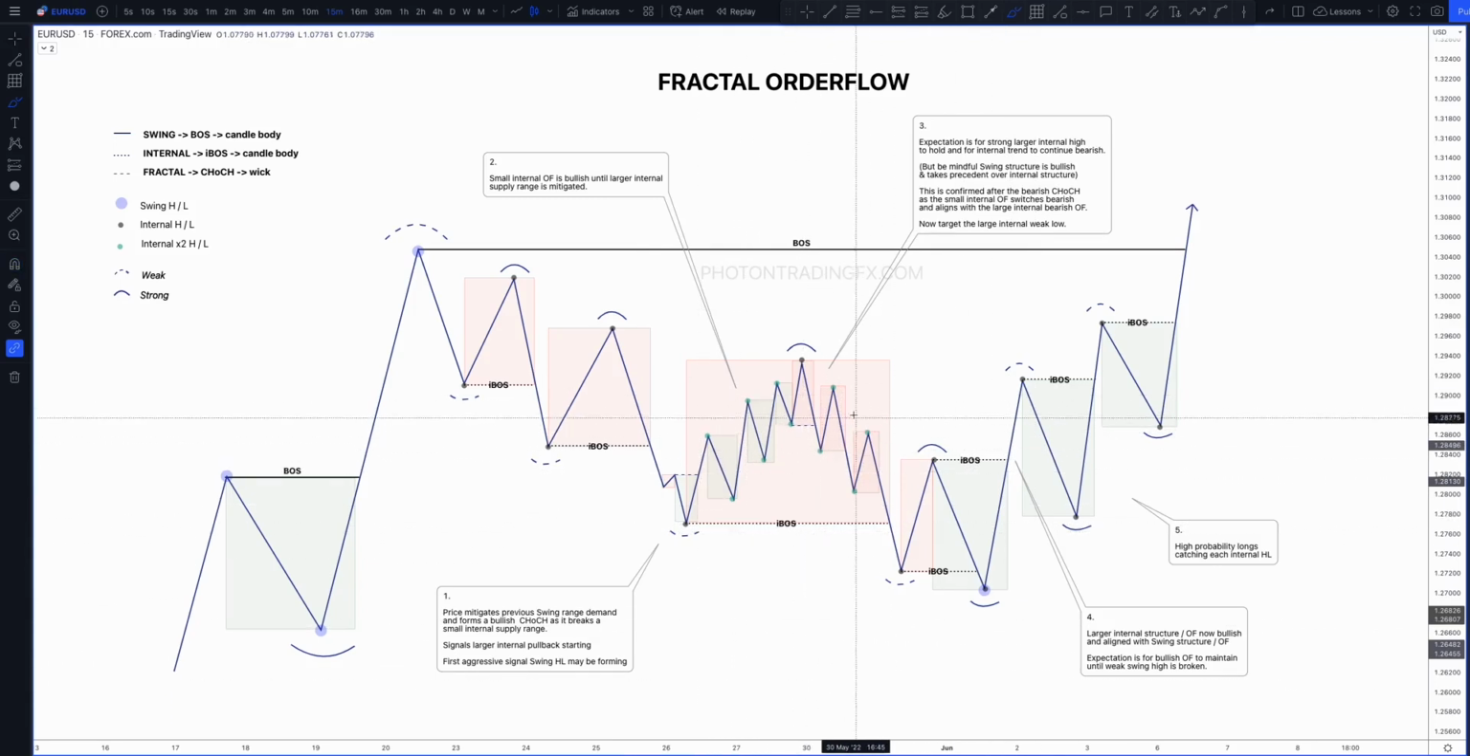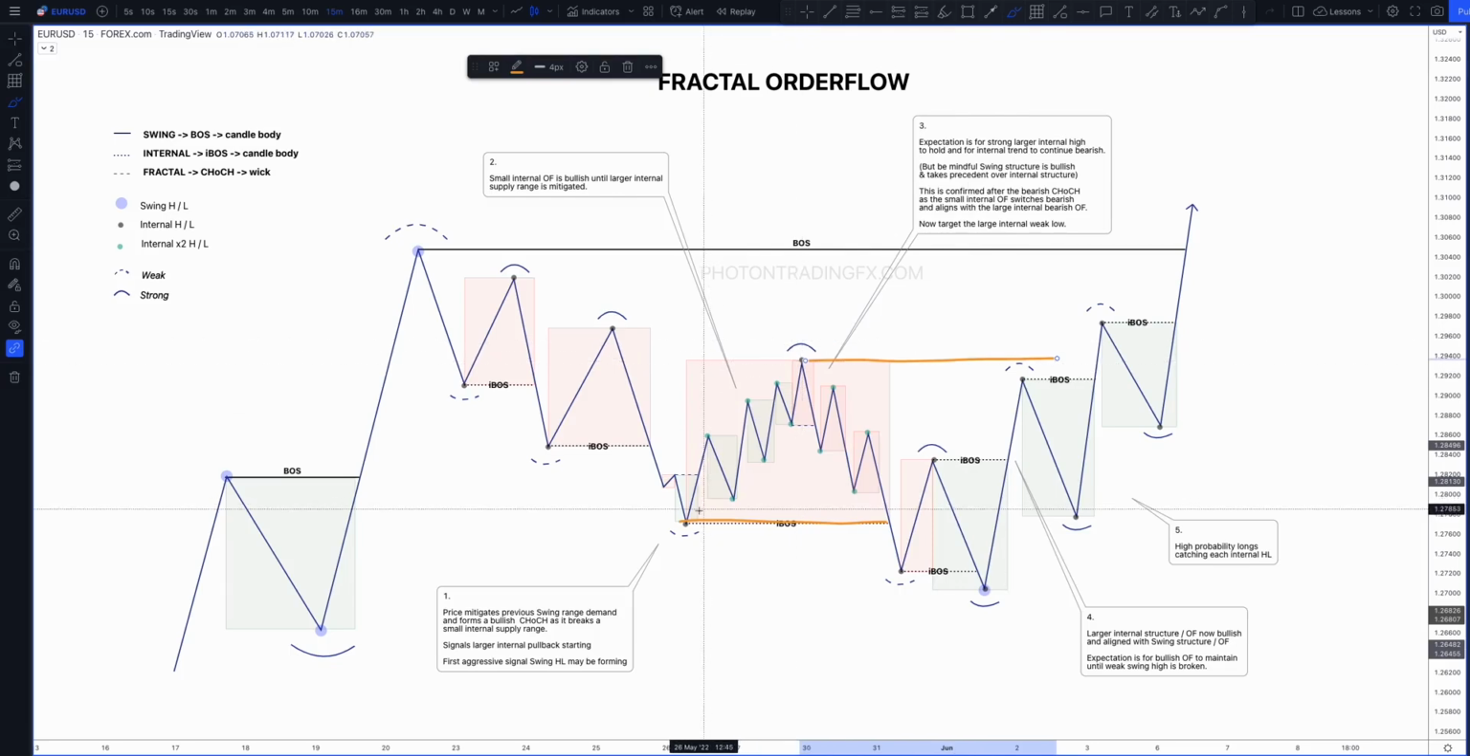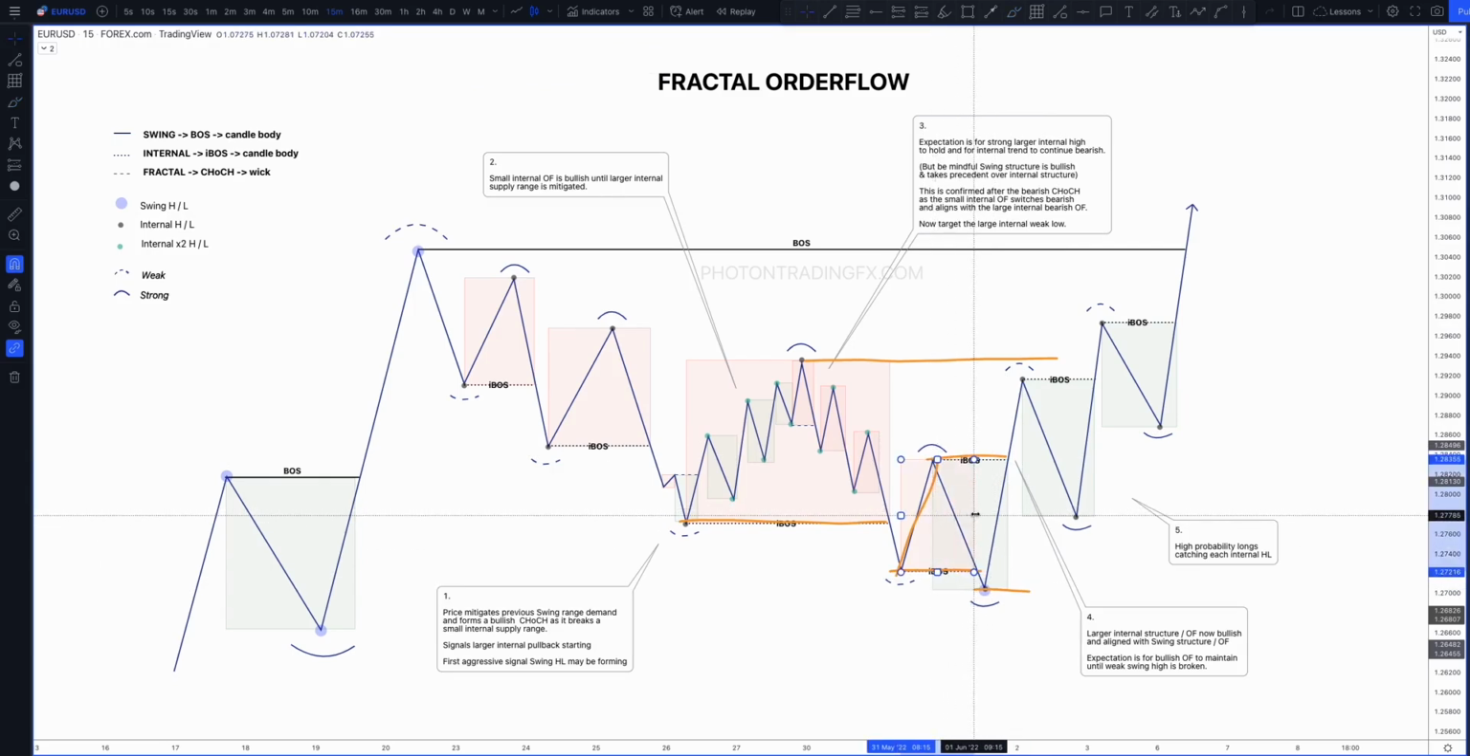Okay, cool. So we get that shift in small internal order flow, and then we continue down and take out that low. That gives us another internal break of structure, which means at that point the larger internal range is from that high, because this is the high that took out this low, and then this low here. So we pull back, and then we continue that bearish order flow. We get another internal break of structure, so now we're playing within this range, which gives us this supply range here.